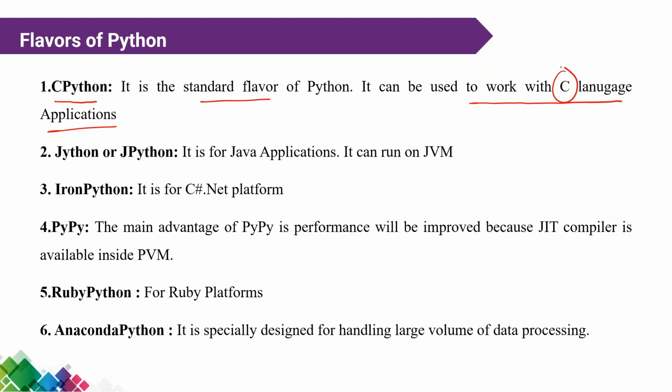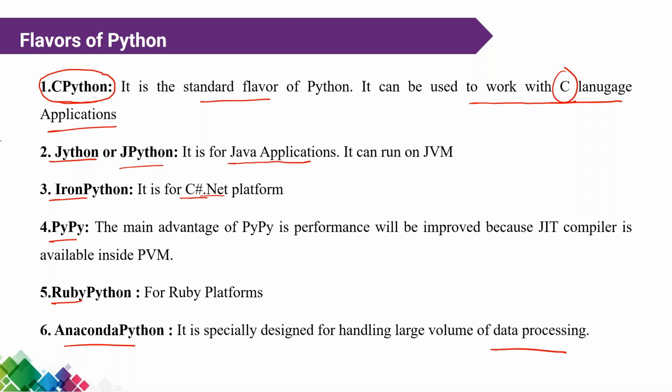If you want to complete an application, if you require Python, then this flavor, that means CPython, is used to work with C language. Jython, the name specifies you can work with Java applications. IronPython, C#.NET applications. PyPy Python, that means internally one Python within another Python. Ruby language, Anaconda Python. Generally this is used for data processing.